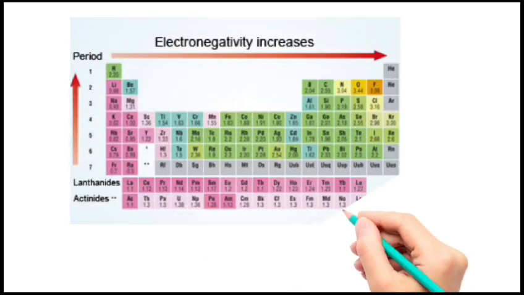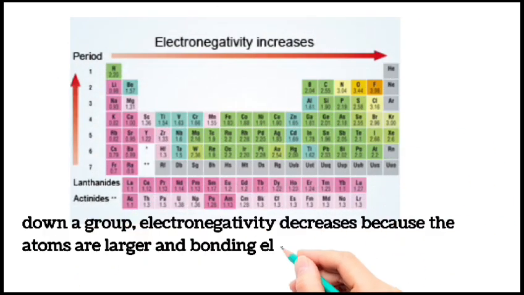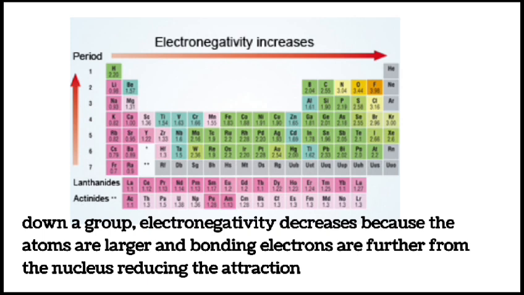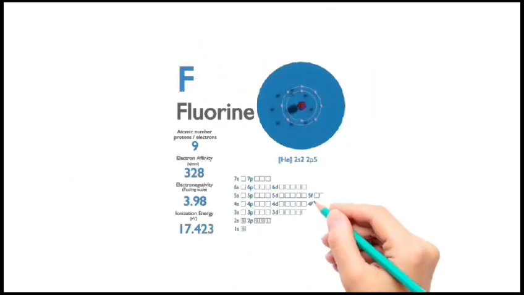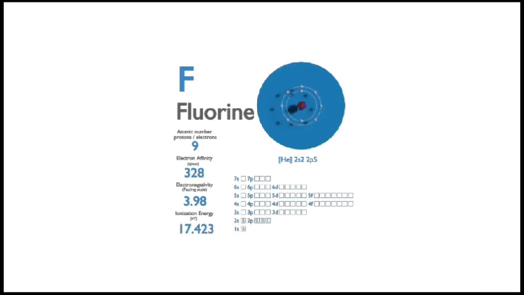Conversely, as we move down a group, electronegativity decreases because the atoms are larger and the bonding electrons are further from the nucleus, reducing the attraction. For example, fluorine is the most electronegative element because it strongly attracts electrons to complete its valence shell.